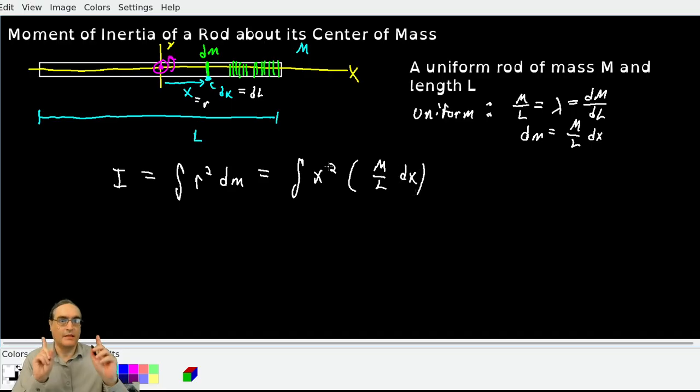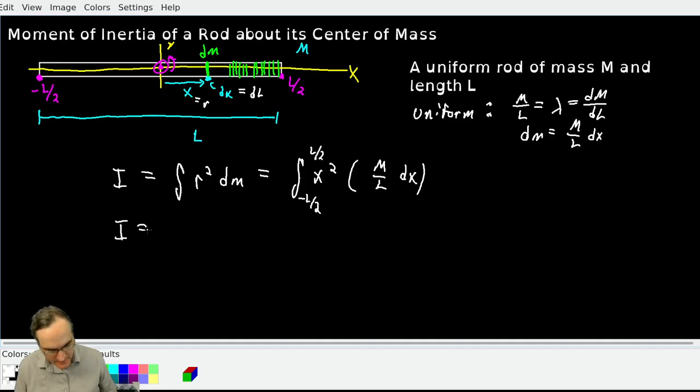All right, limits of integration. This is super important. This end is located at minus L over 2. The opposite end is located at L over 2. That's relative to this center of rotation. We have to keep that. We have to have the minus. We have to have the L over 2. So we'll be integrating from minus L over 2 to L over 2.